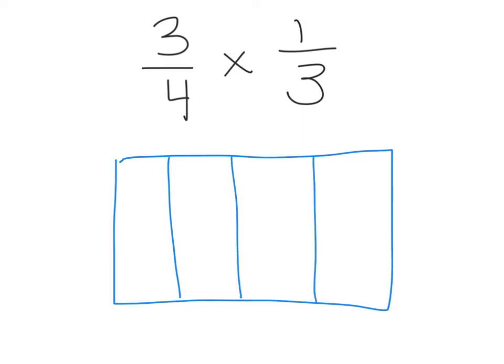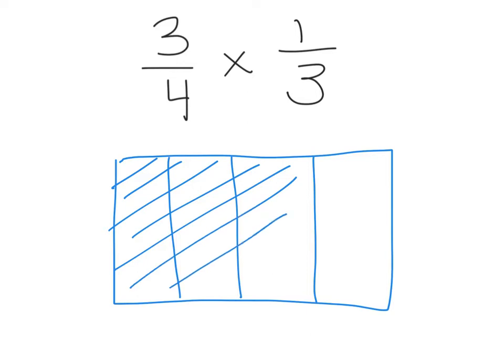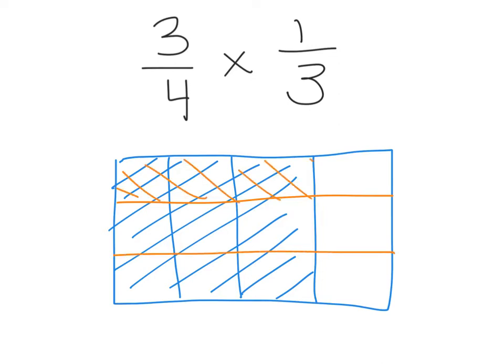I'm going to split it into 3 parts and shade in 3 of the 4 pieces. Then, going the other way horizontally, I'm going to split it into thirds and shade in 1/3. The area where they overlap will be my answer, which is these squares right here.